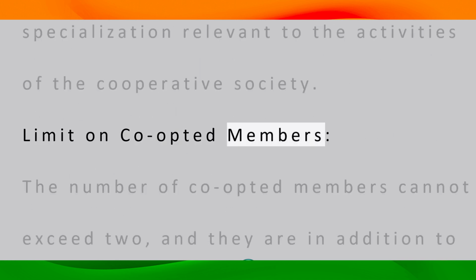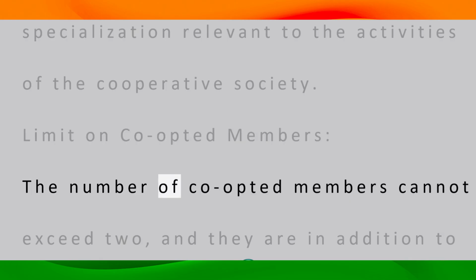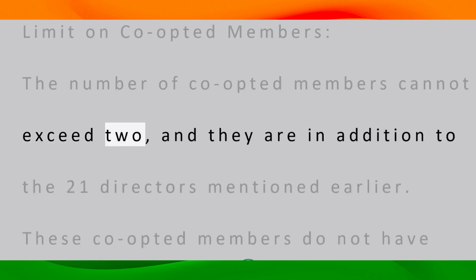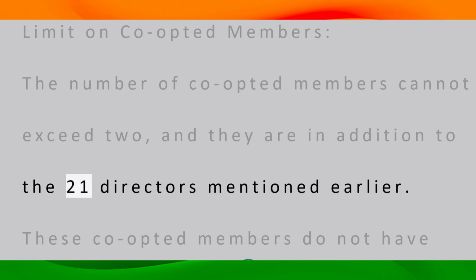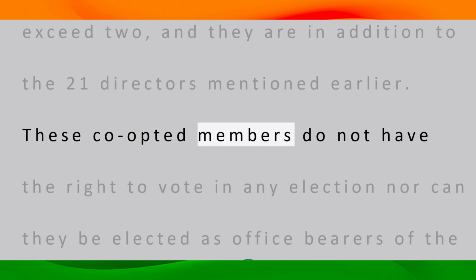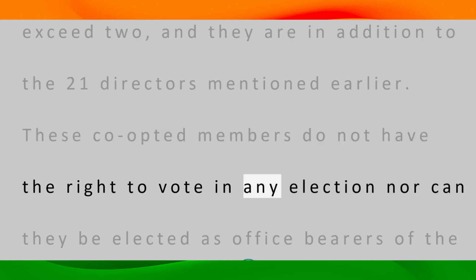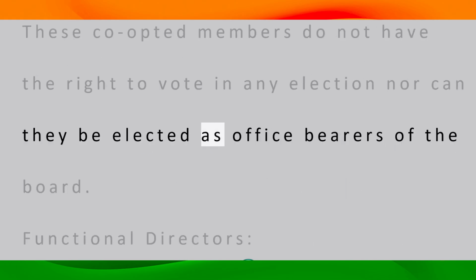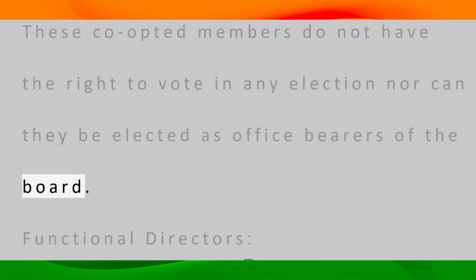Limit on co-opted members. The number of co-opted members cannot exceed 2, and they are in addition to the 21 directors mentioned earlier. These co-opted members do not have the right to vote in any election, nor can they be elected as office bearers of the board.